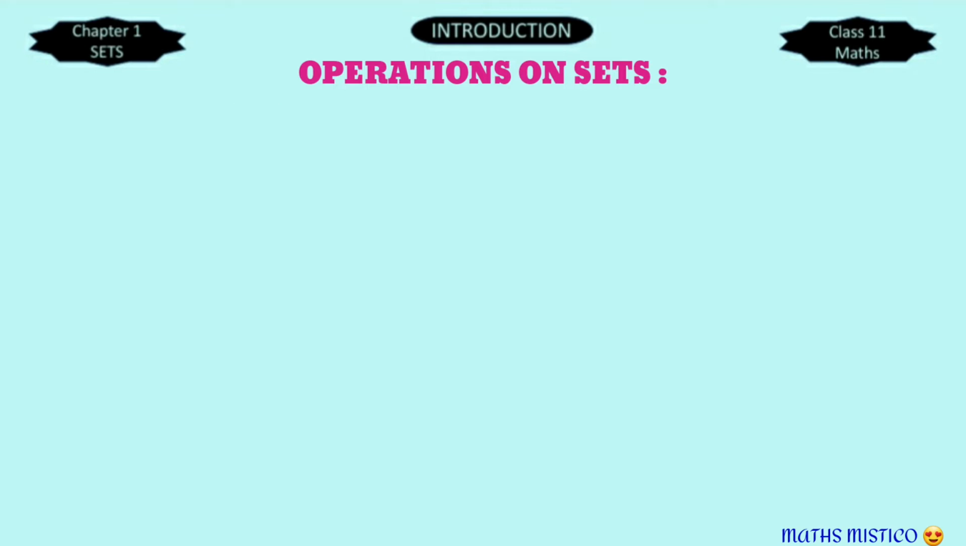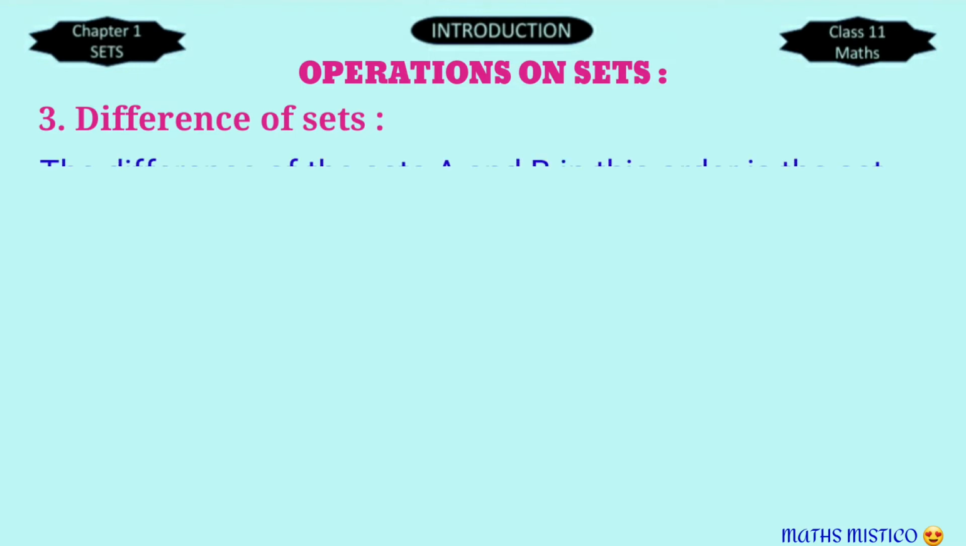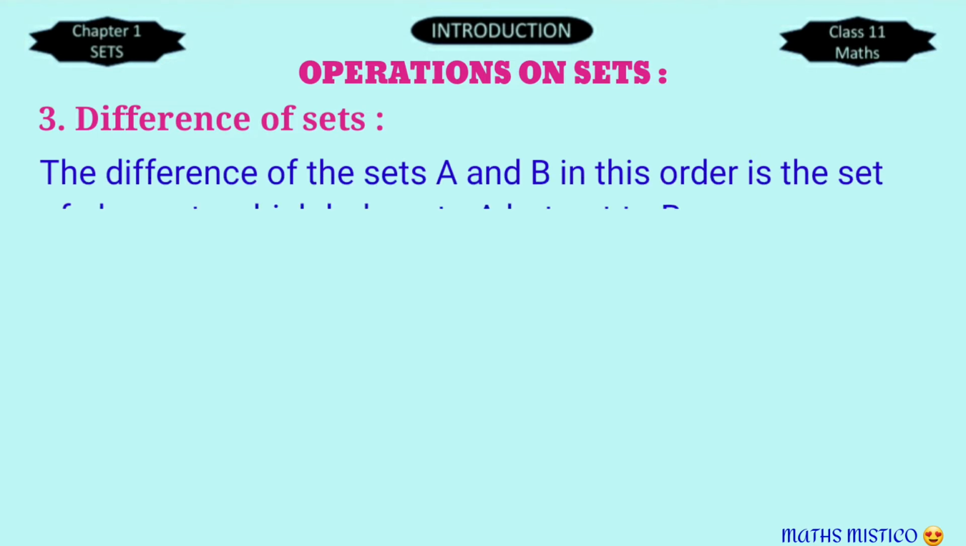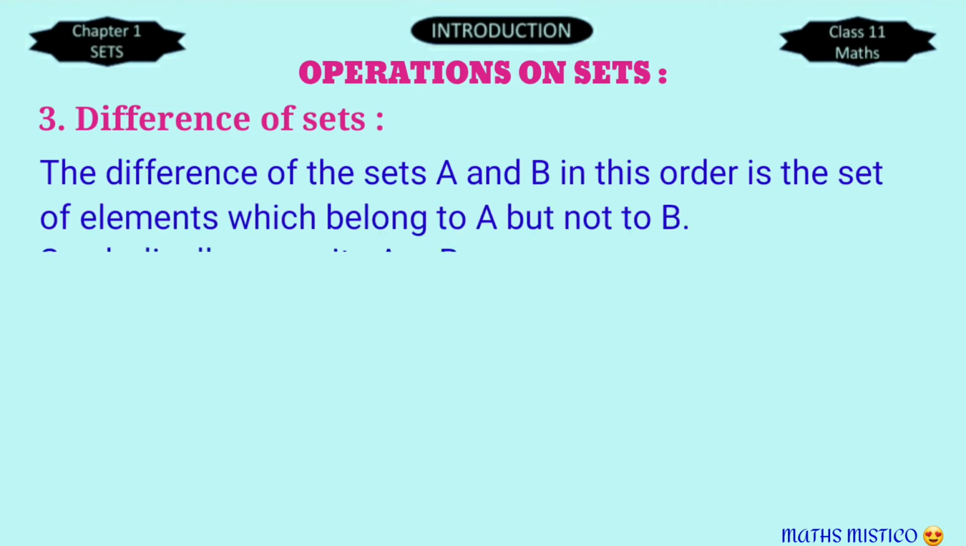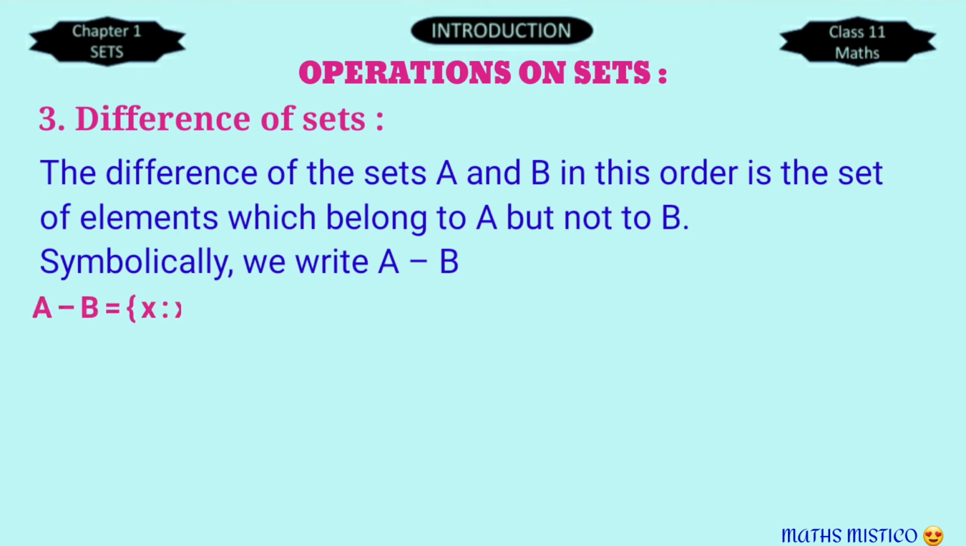The next operation is difference of sets. Difference of sets A and B is the set of elements of A which do not belong to B. We use the symbol of subtraction for representing this. So A minus B is the set of all x such that x belongs to A and x does not belong to B. Just like normal subtraction, we have to consider the order of sets in this.